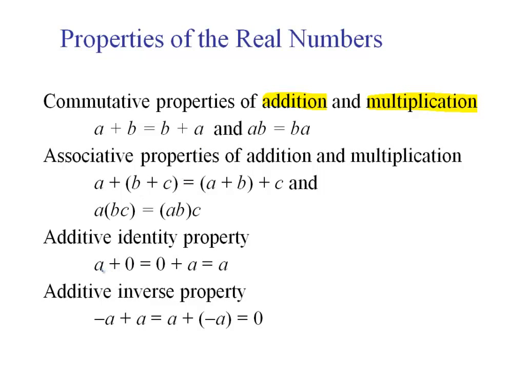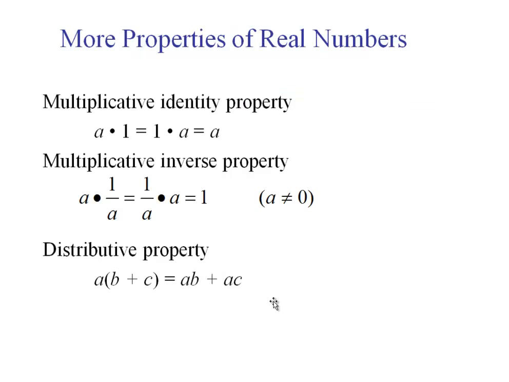Here's your additive identity. Anytime you add 0 to something, it doesn't change it. And then your additive inverses, right? Anytime you add the opposite number to itself, you always get 0. Your multiplicative identity is 1, and the multiplicative inverse is 1 over the number.